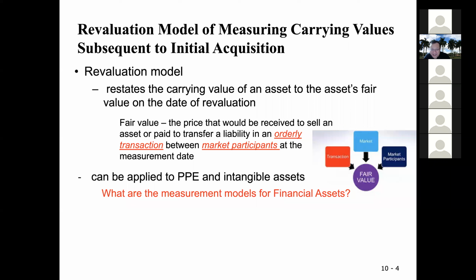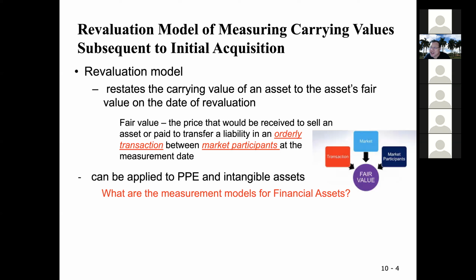So like the fair value through profit and loss, or the fair value through other... Is that what you're referring to? Yeah, very good. So FVPL, FVOCI, and amortized cost, for those non-strategic investments. Remember, there are three models: FVPL, FVOCI, and amortized cost.